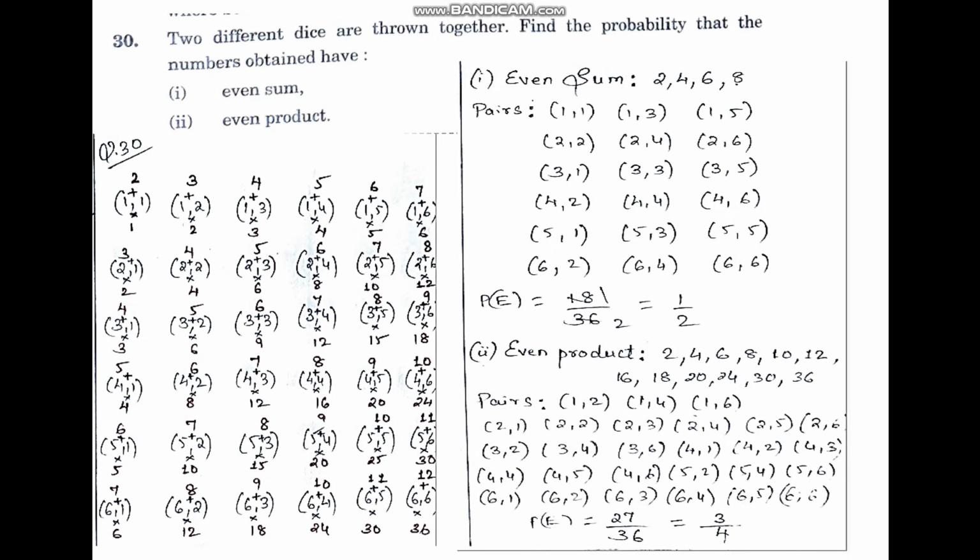What about even product? The even product numbers are 2, 4, 6, 8, 10, 12, 16, 18, 20, 24, 30, 36. And for the possible pairs, you can see that we are getting 27 pairs out of 36. So 9 3s are 27, 9 4s are 36. So the final probability will be 3 by 4 for this even product.